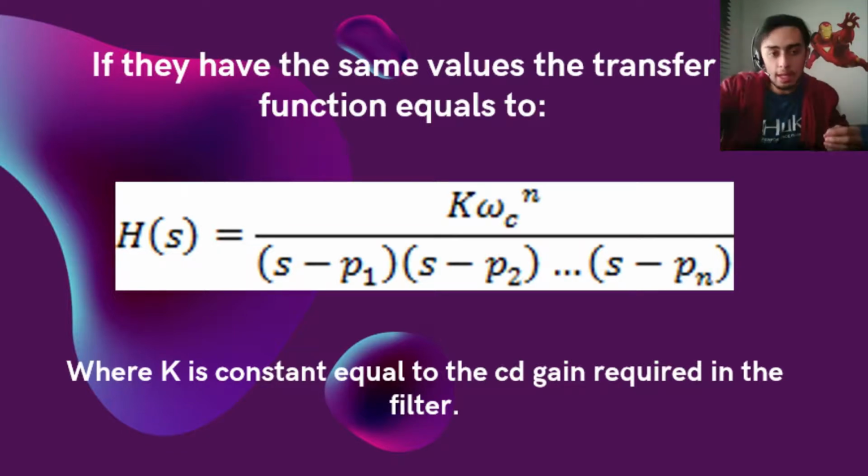Where in the next one, in the final equation, like the transfer function of the Butterworth, they have the same values of frequency, like we see already. Where k is the constant equal to the DC gain required in the filter. So that was all the explanation for the Butterworth filter. So we are going now with my partner Aleja. Aleja, thank you.